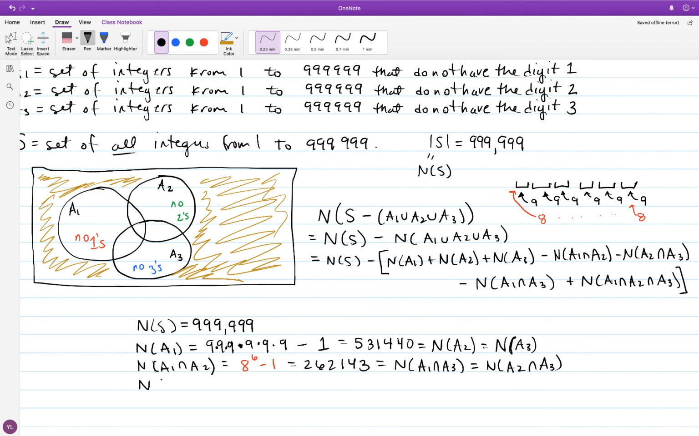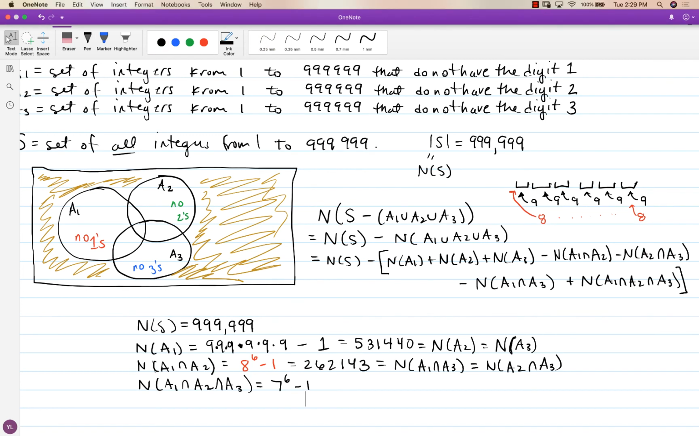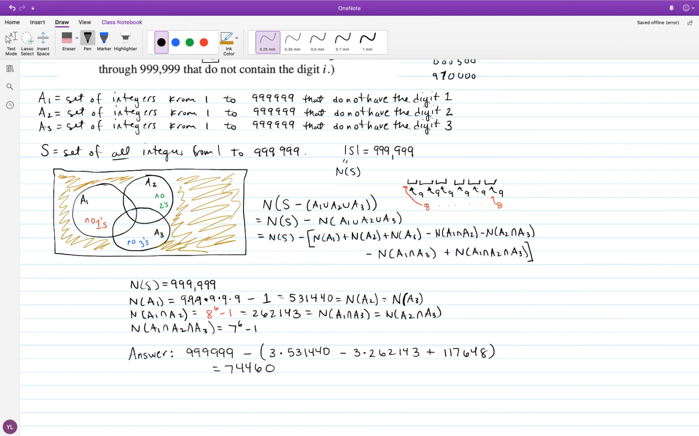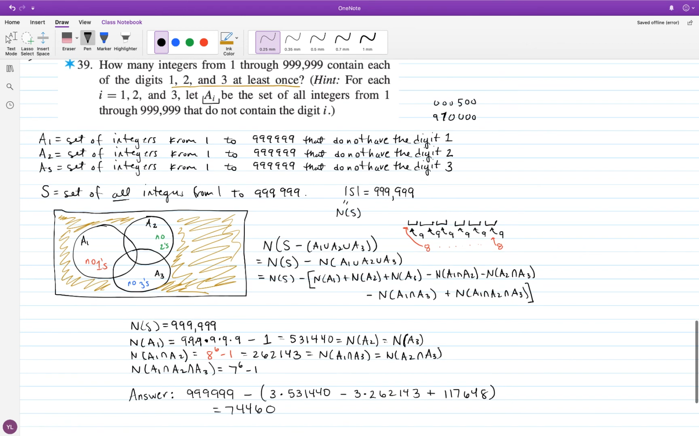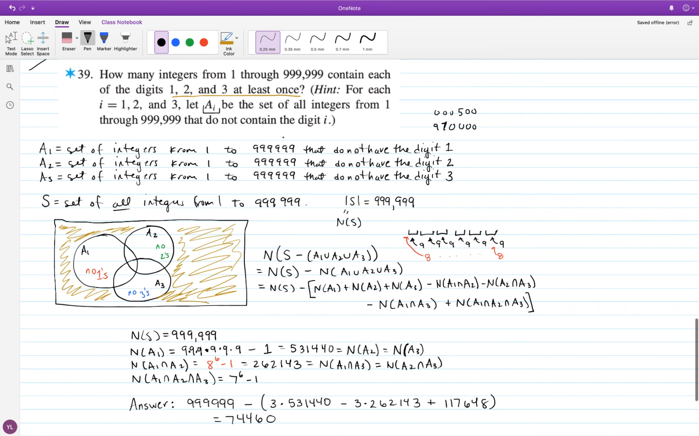And finally, I get my intersection of all 3. I'm counting the numbers that don't have a 1, don't have a 2, and don't have a 3. That's going to be 7 to the 6th minus 1. So I could just put all these pieces together and get the answer to the question. Okay, so there you have it. I got 74,460, and you can see in this counting exercise, we got to use the addition principle for 3 sets, as well as the set difference principle.